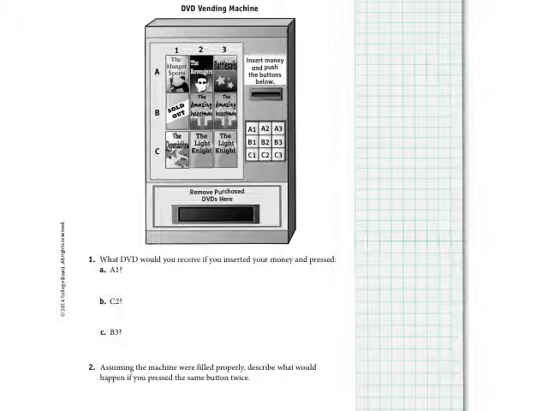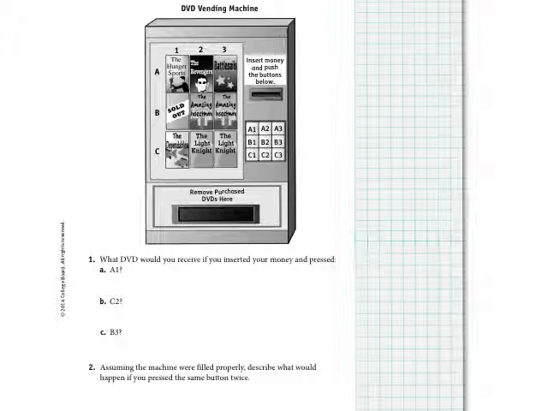If this machine was functioning properly, on number 2, describe what would happen if I press the same button. So if I walk up, I hit A2, and the Revengers comes out. Okay, and then Sydney walks up behind me and she hits A2. What should happen? The Revengers should come out. And then what if Dom walks up behind me and he hits A2 also? The Revengers should come out. If this machine is functioning properly, every time that A2 button is pushed, the Revengers should come out.